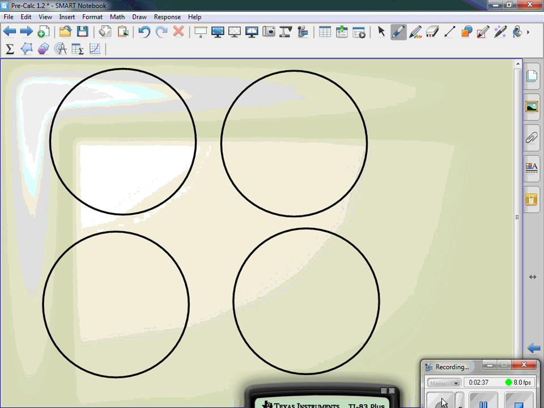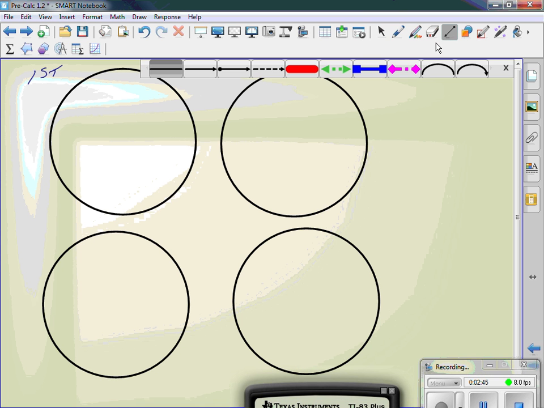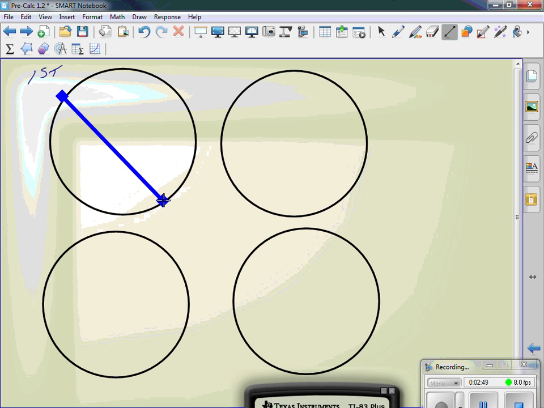I have my 4 circles. In the first circle, I'm going to make 1 chord. 1 chord, doesn't matter where I put it. How many regions do I get? 1 chord gets me 2 regions.